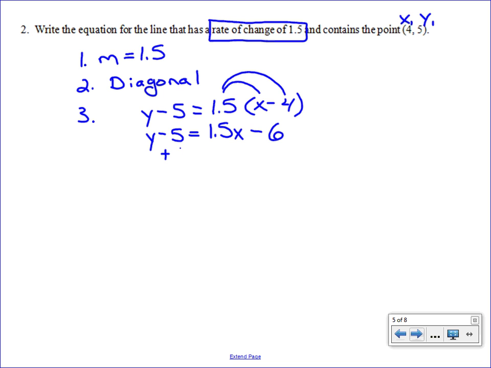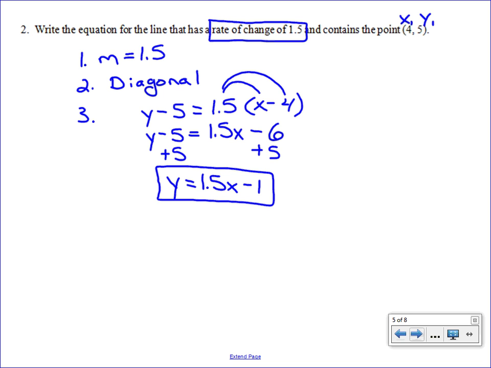Next, we're going to get y by itself. So we're going to add 5 to both sides, only combining the like terms. And we end up with the slope-intercept form of y equals 1.5x minus 1.